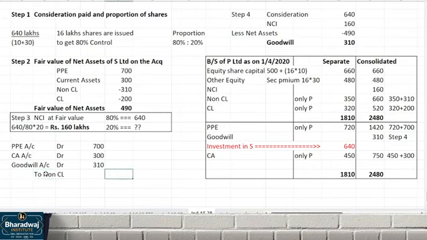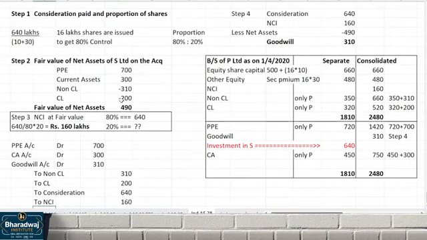What is the non-current liability? 310. To current liability, how much? 200. To which one? Consideration. Consideration how much? 640. To NCI, what is NCI? 160. NCI is measured at fair value, 160.